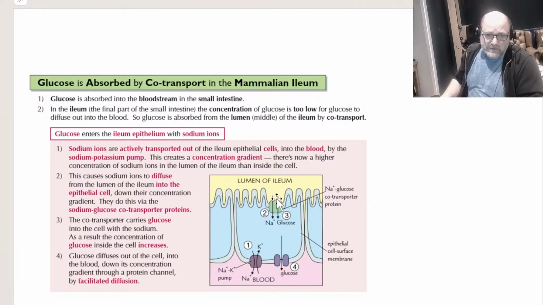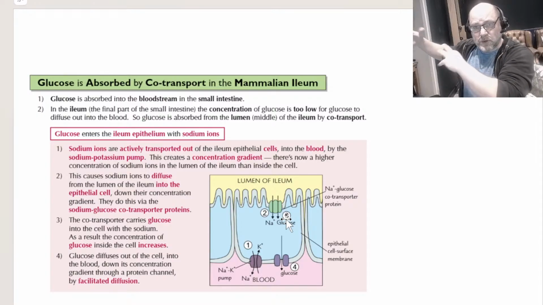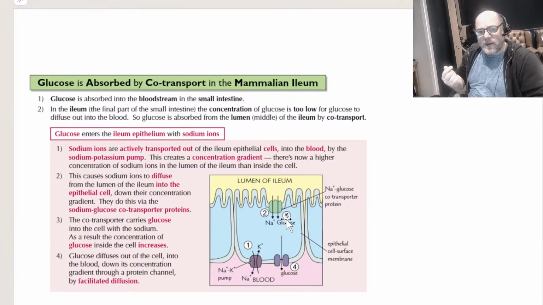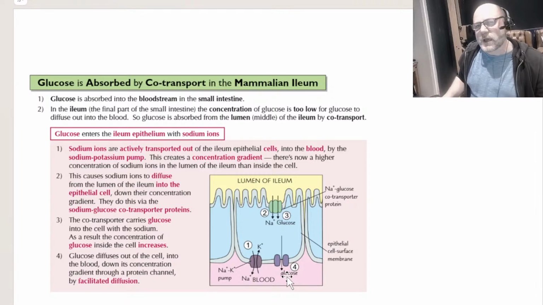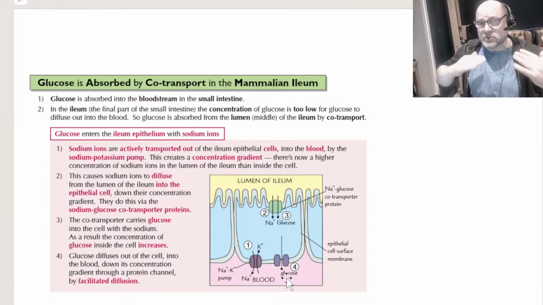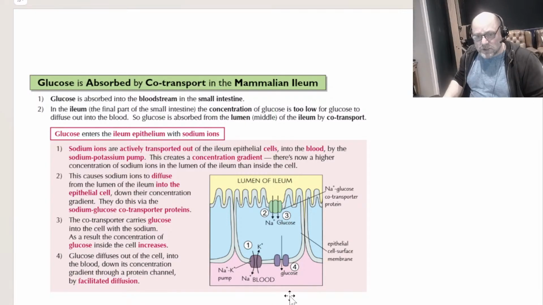So sodium moves down through a type of facilitated diffusion through a transport protein called a co-transporter. As the sodium moves down, because it's positively charged, it binds to a glucose molecule and drags the glucose with it. And then the glucose can just move by facilitated diffusion into the blood. Why can it go by facilitated diffusion once it's in here? Because the blood is carrying away the glucose and maintaining a concentration gradient where the glucose constantly wants to move across.